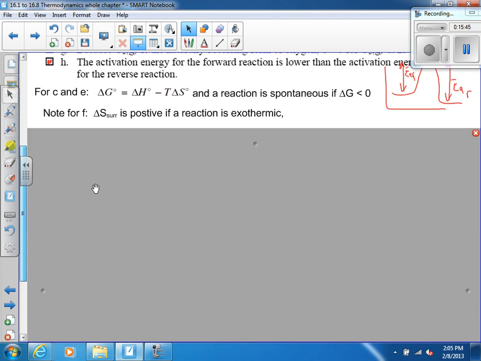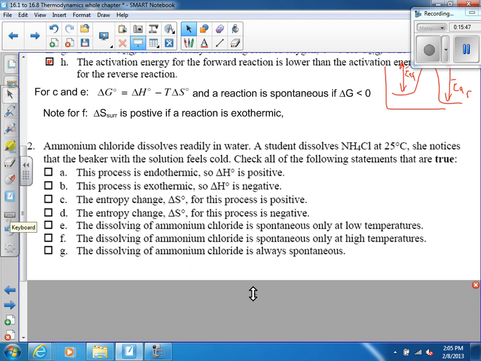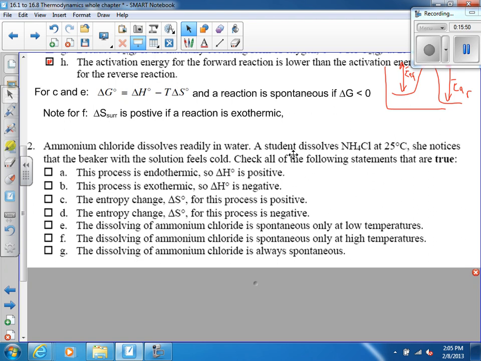Alrighty. Another set of thought process questions. Now you just want to think on this one. This ammonium chloride dissolves readily in water. It just dissolves. So you got to think, is that spontaneous? It dissolved. It happened. If something happens, it's spontaneous. So whatever happened here, it did happen. It was spontaneous at 25 degrees Celsius. The solution gets cold, so you have to think, is this reaction endo or exothermic?